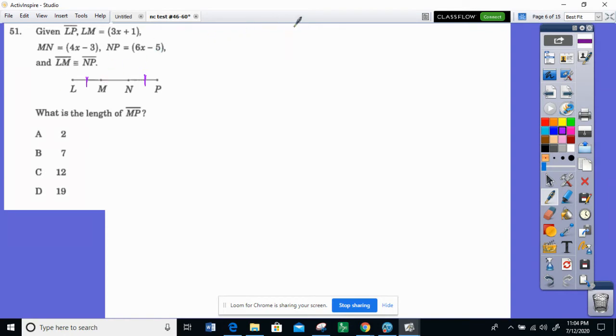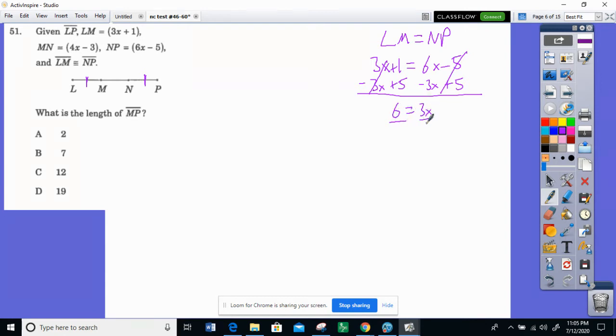Well, if we know that the length of segment LM is the same as the length of segment NP, then we can substitute 3x plus 1 is equal to 6x minus 5. This is a pretty easy equation to solve. We're going to move our variables to the right side and our constants to the left side. So that's going to give us 6 equals 3x, and when we divide both sides by 3, we get x equals 2.